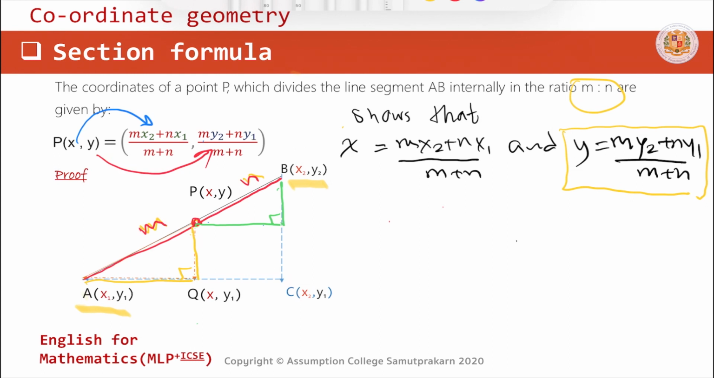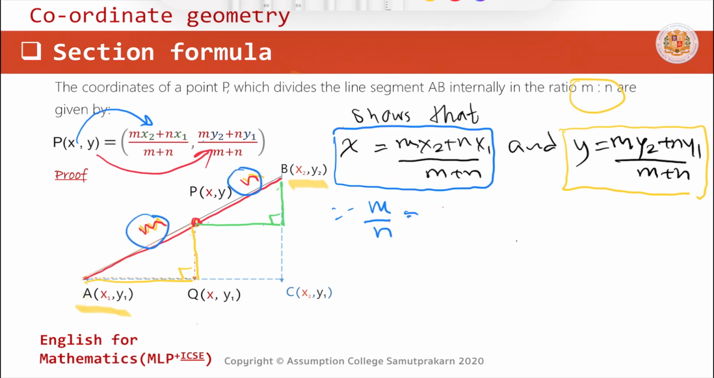Okay, to prove that x is equal to mx2 plus nx1 divided by m plus n, we might start with, since we have the ratio of m to n here, because m is the length of the bigger triangle, the yellow triangle, and n is the length of the green triangle here, and they are similar triangles. With the concept of similar triangles, the ratio of the corresponding sides is related to each other.